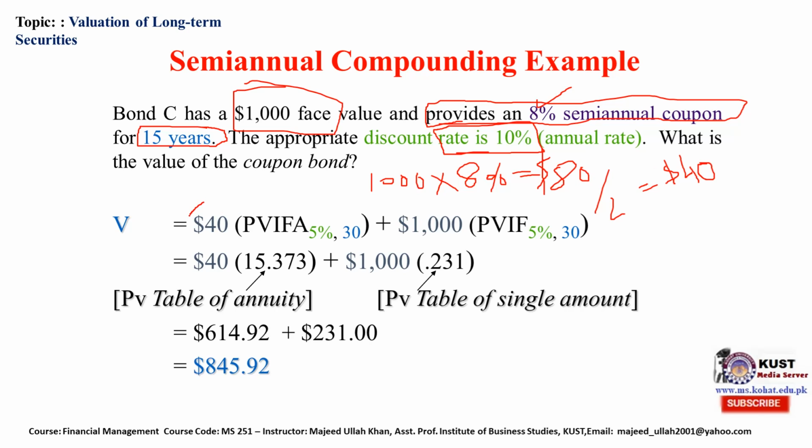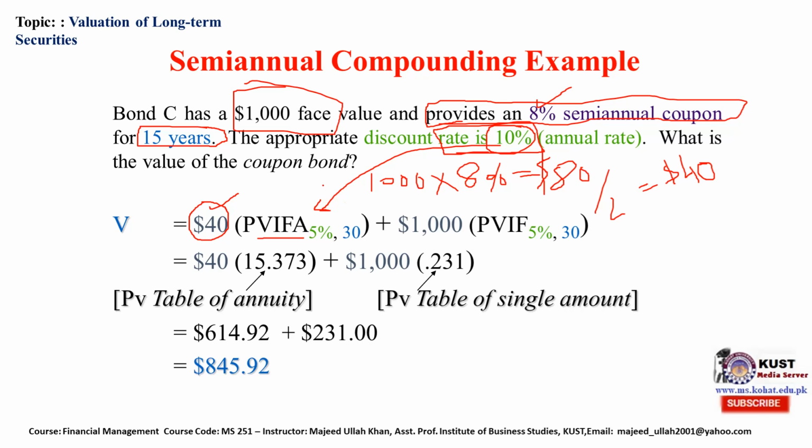So this $40 is basically half of the interest. Now, since we will receive this $40 every 6 months and for 30 periods, we will consider it as an annuity. We will use the annuity table, present value interest factor for annuity. Since the required rate of return is 10%, we will divide this 10% by 2.